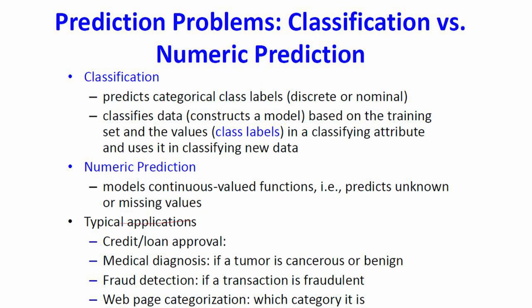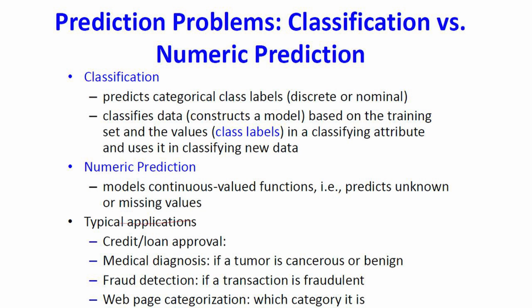Now, let us talk a little more about that. In classification, we predict categorical class labels. They can be discrete or nominal. Discrete we have already talked about, for example age, marital status or health. It develops a classification model based on the training set, using classification attributes or features, to classify new data. It can do numerical prediction also, modeling continuous variable functions, like predicting unknown or missing values.